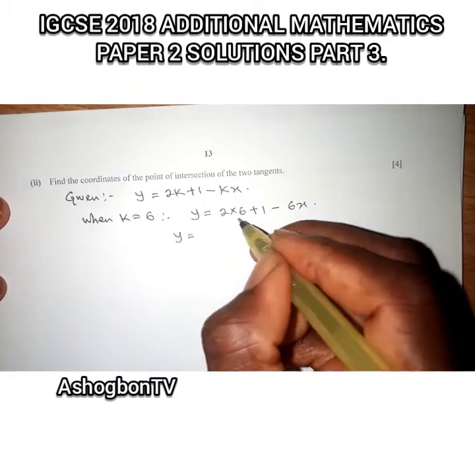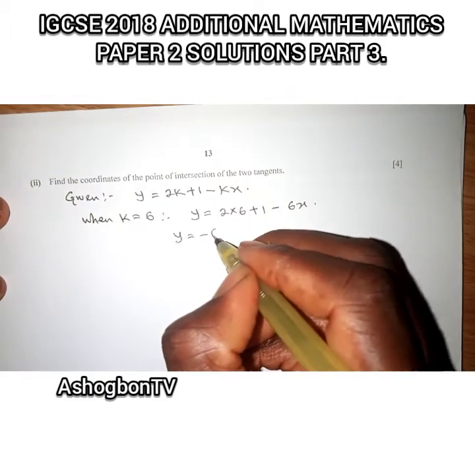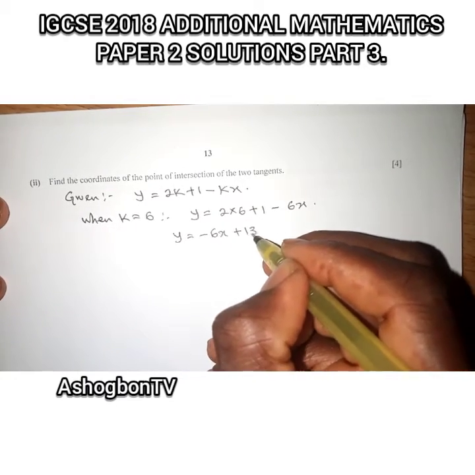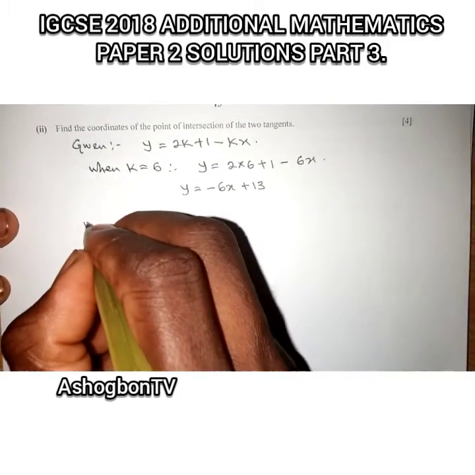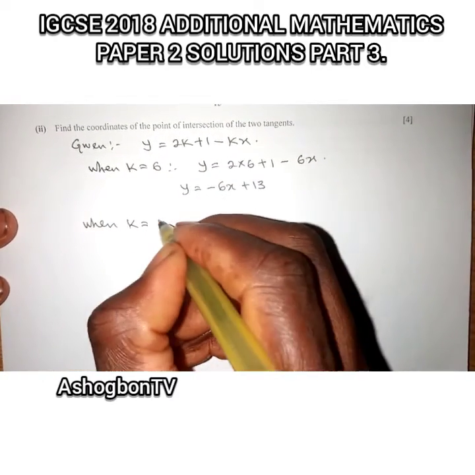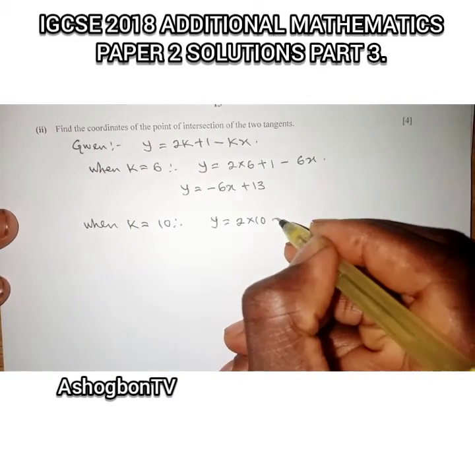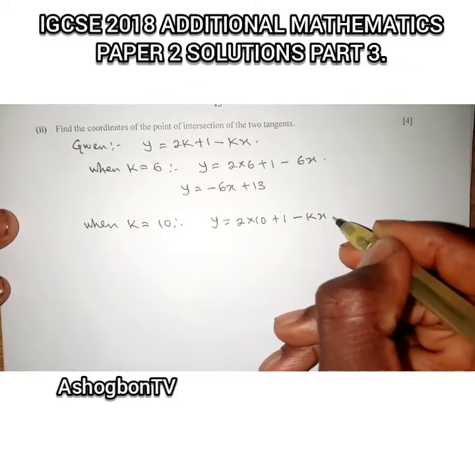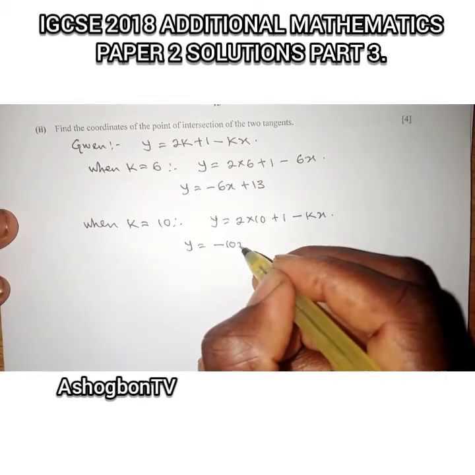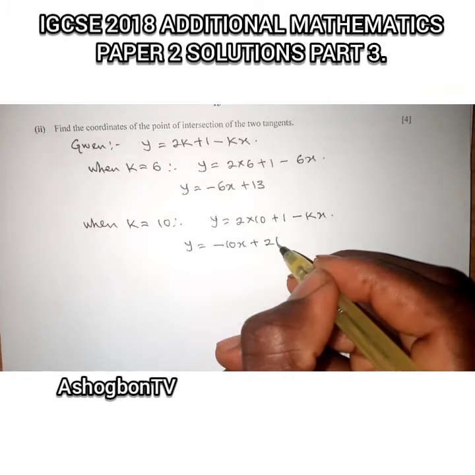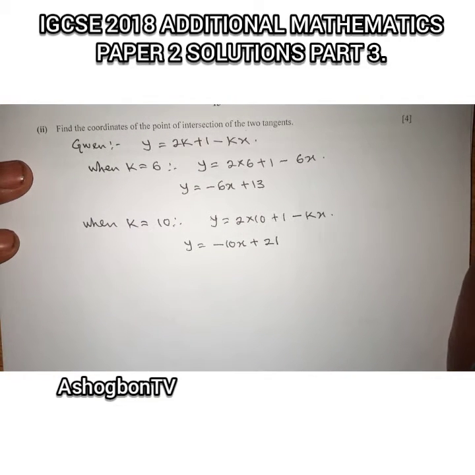So what will this be? This is going to be 12 plus 1, 13. I'm going to have minus 6x plus 13. That will be the equation of the first line. Now let's see, when k equals 10, my y will be 2 times 10 plus 1 minus kx. So we have 21 minus 10x, that is, minus 10x plus 21. That will be the equation of the second line.